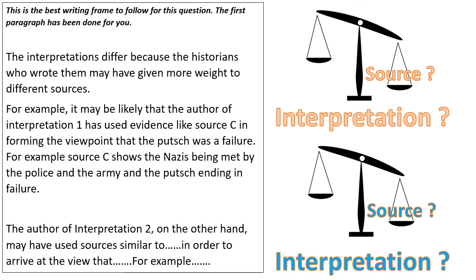So we need to copy that as our first half of our answer, and then we need to complete on our own the second half of the answer, which just seeks to explain why the author of interpretation 2 might have reached the view he did. That's what you need to do next.